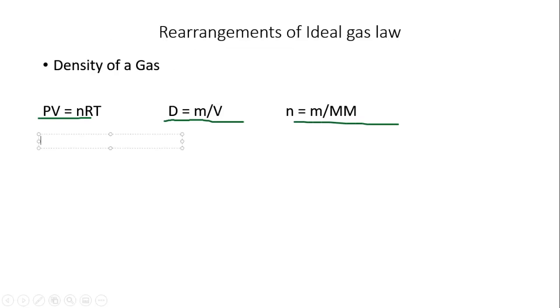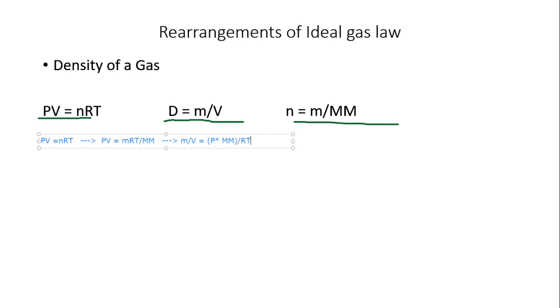If we start out with the ideal gas equation, PV equals nRT, and we replace n with mass over molar mass, we get PV equals mRT divided by molar mass. If we rearrange this, we get m over V equals P times the molar mass divided by RT.